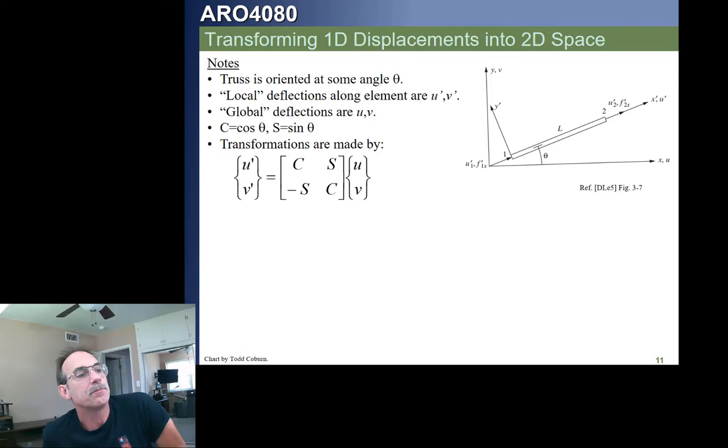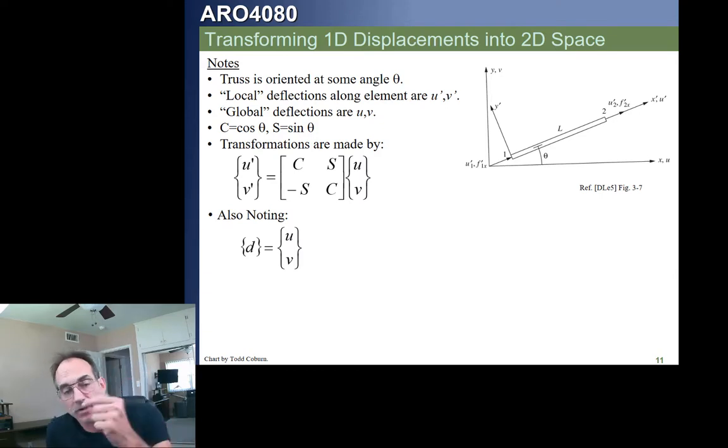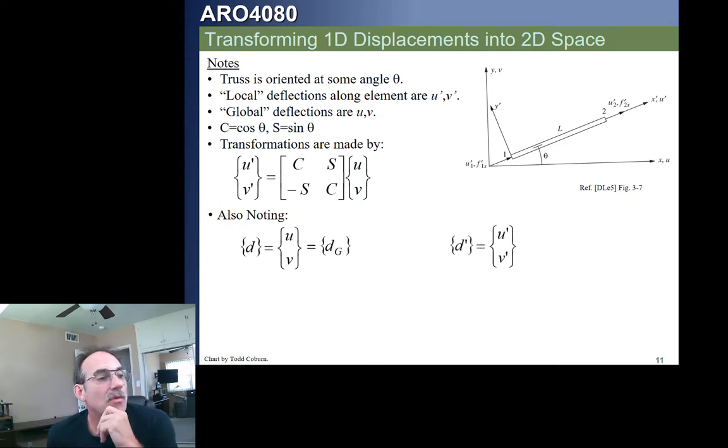Got that? Okay. Now, this means our displacements were just U and V. Before they were just U, because we're talking one-dimensional analysis. Now we've got two-dimensional analysis, so we've got both U and V, or an X and a Y kind of component. We're going to call this the global. We're going to give that D for displacement a G subscript for global.